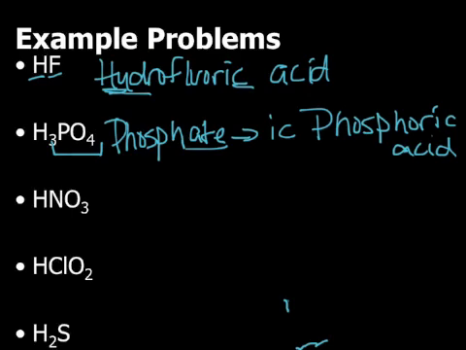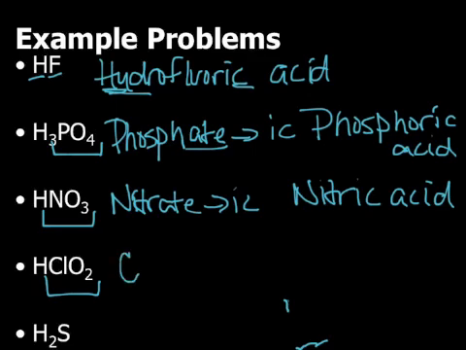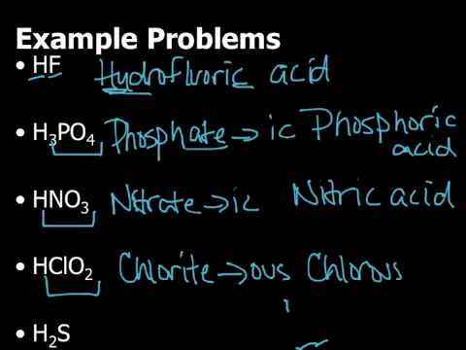My next one, HNO3. This is also an oxyacid, so I just look at the polyatomic piece. NO3 was nitrate, so ate becomes ic. This becomes nitric acid. Next one, HClO2. Again, this is another oxyacid, so I name it based on the ClO2. That was chlorite, if you go to your polyatomics. So ite becomes ous, and this becomes chlorous acid.